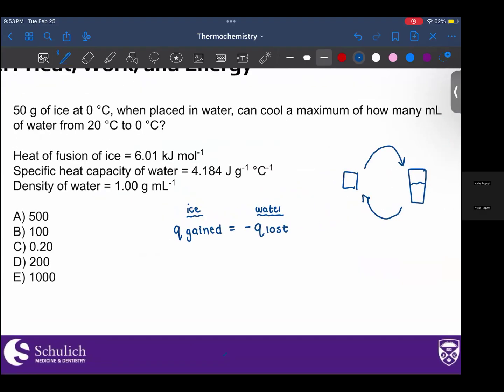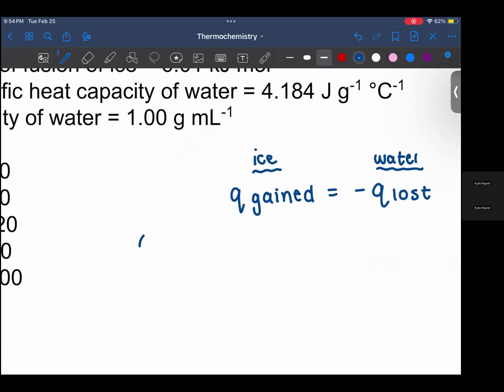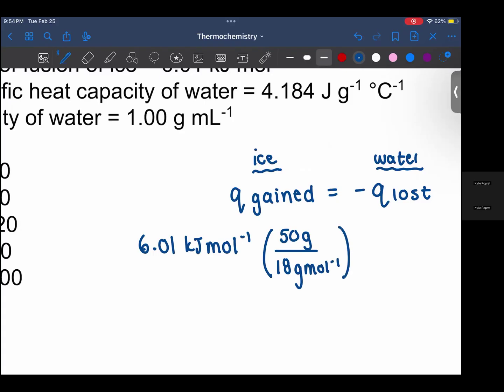And so we actually saw that when that ice is getting warmed and it's getting melted, they already gave us a value for that. So it's going to be 6.01 kilojoules per mole. And then we saw that we had 50 grams of ice. So we're just going to want to also convert that to moles. So we do that by taking our mass and dividing by the molar mass of ice or water, H2O, which is 18.